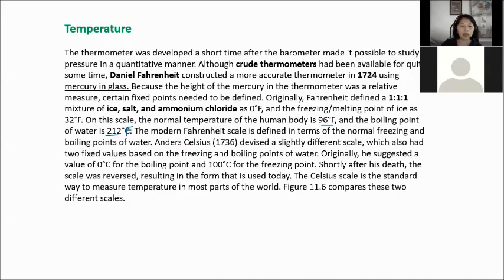And in 1736, Anders Celsius devised a slightly different scale, which also had two fixed values, freezing and boiling. So we have 0 as freezing, 100 as boiling point. So this is freezing and boiling. Shortly after his death, the scale was reversed, resulting in the form that is used today. The Celsius scale is a standard way to measure temperature in most parts of the world.